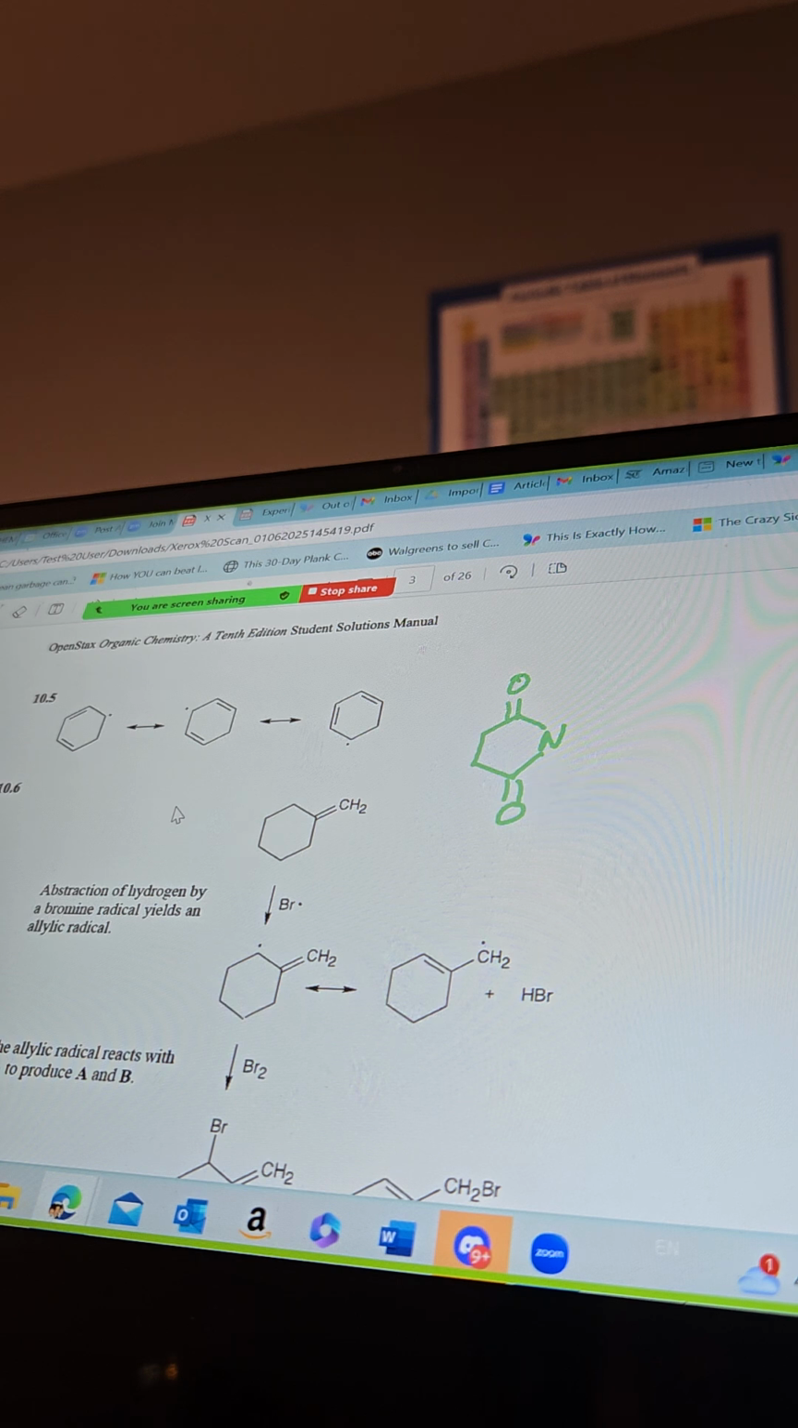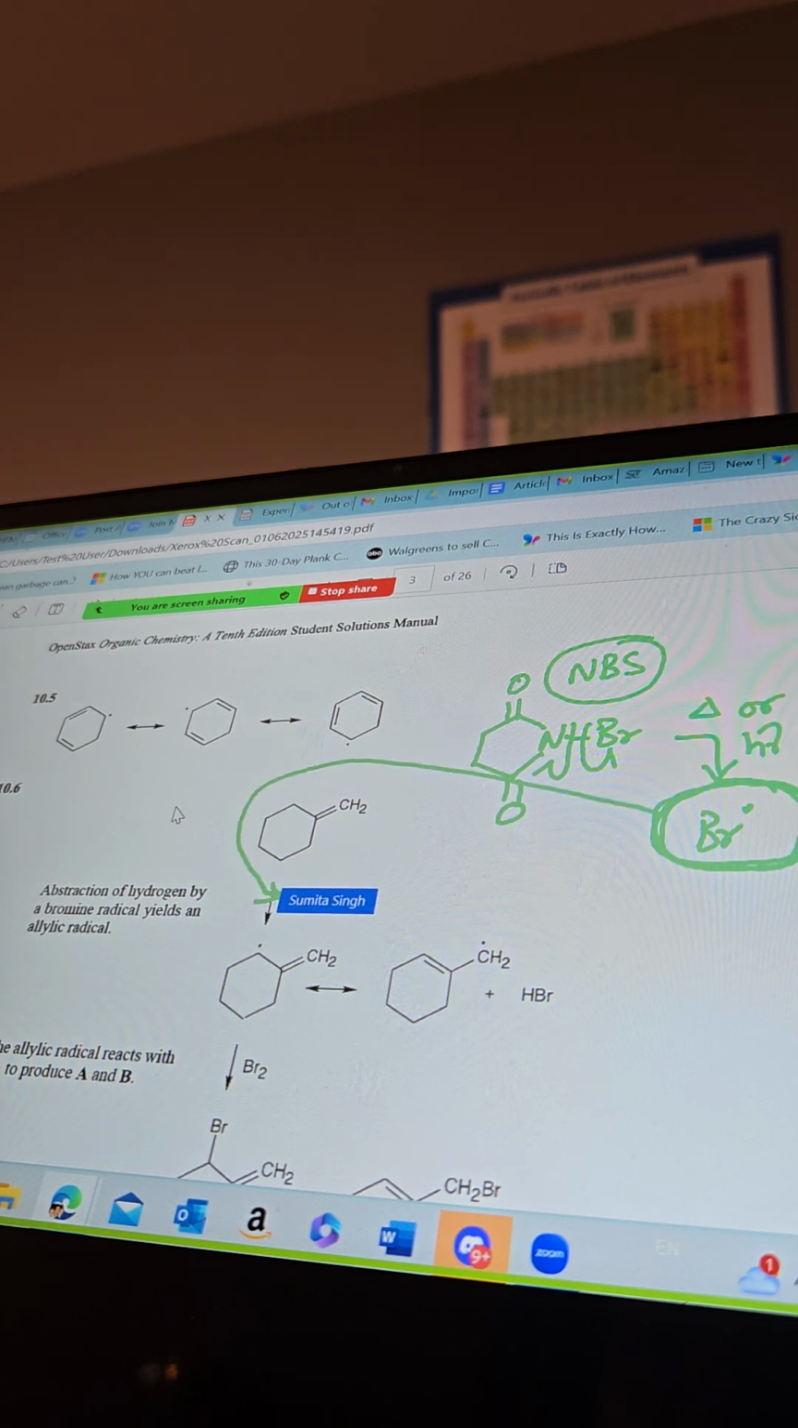Let me finish what I'm saying. NBS is this. But what it does is, when there is heat or light, it breaks homolytically and creates a Br radical. So it's this Br radical from NBS, which is what they are showing. Oh, okay. So that's all we take from that NBS. Exactly. It's just the bromine atom that NBS creates. Okay. The one that does the free radical reaction.